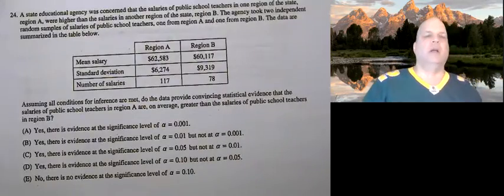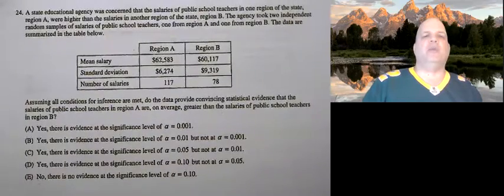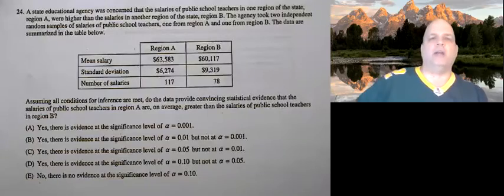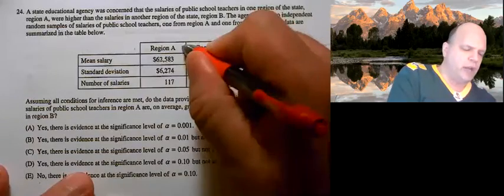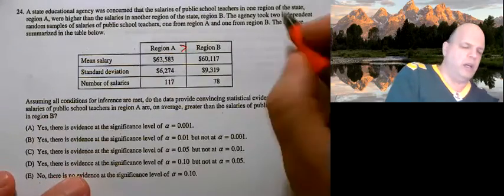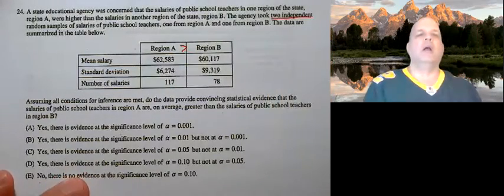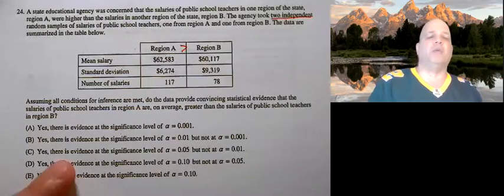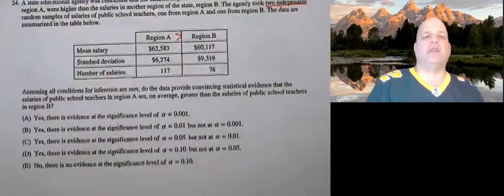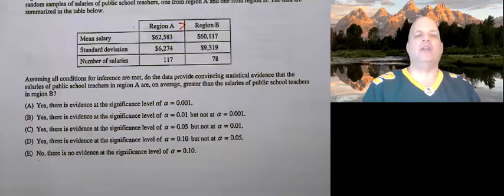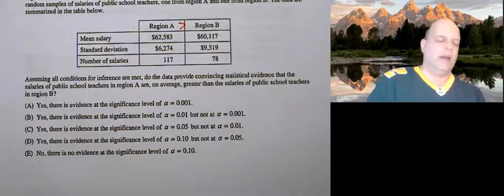Number 24. A state education agency was concerned that the salaries of public school teachers in one region of the state, Region A, were higher than that in Region B. So they think Region A is greater than Region B. The agency took 2 independent random samples, yay, of salaries of public school teachers, one from A and one from B. The data were summarized in the table. Assuming all conditions for inference are met, do the data provide convincing statistical evidence that the salaries of public school teachers in A are on average greater than that in B?